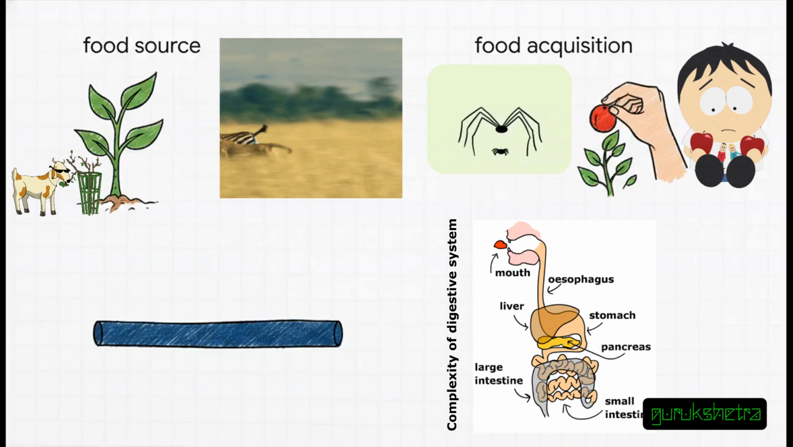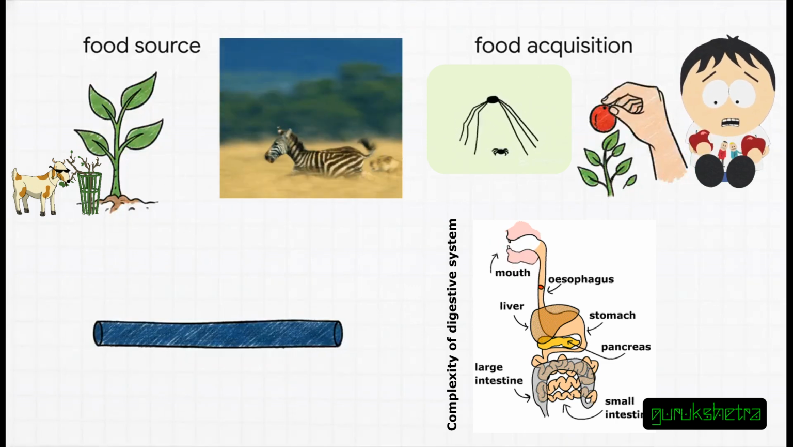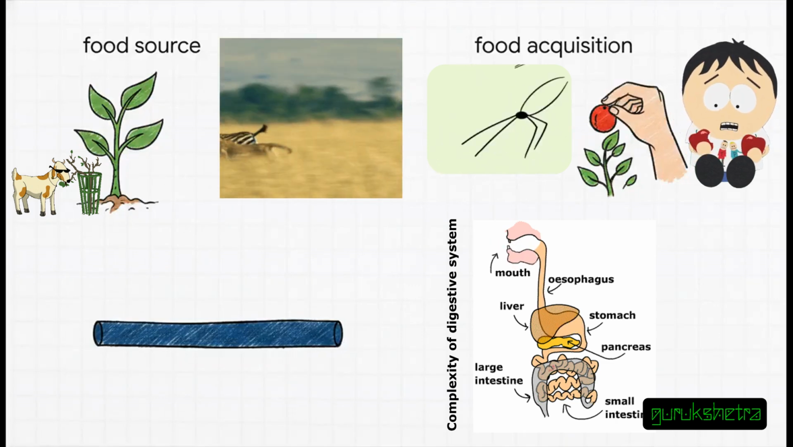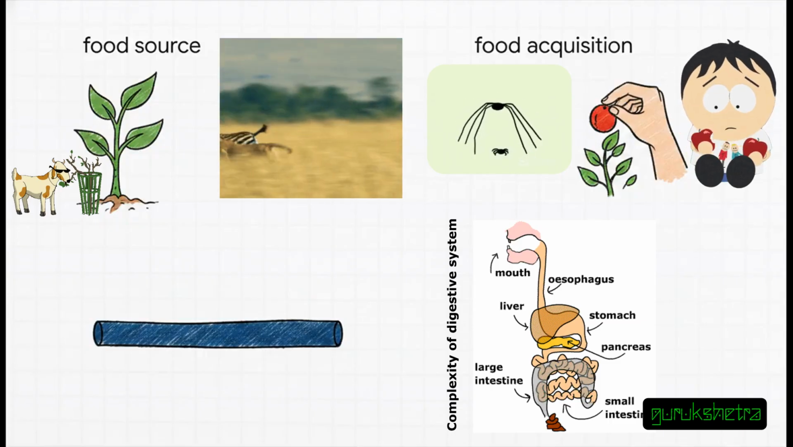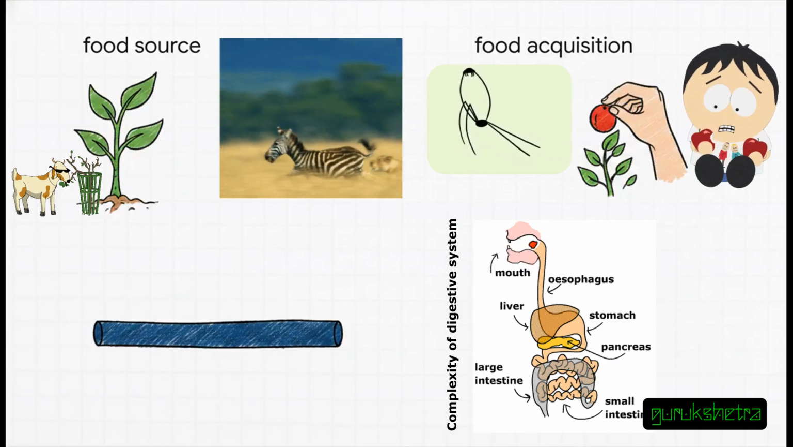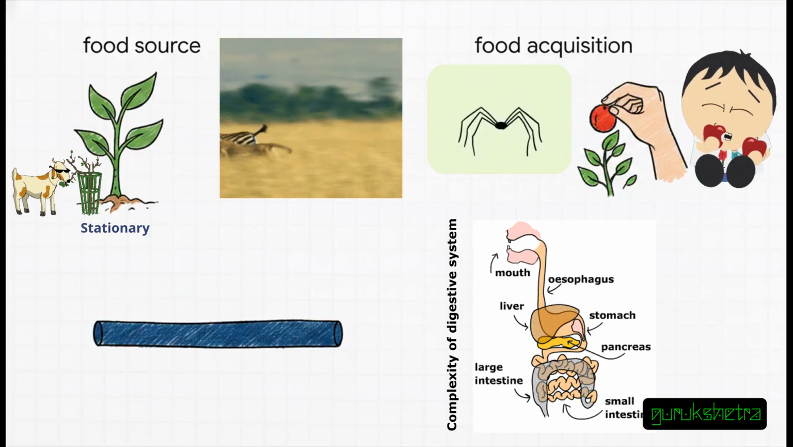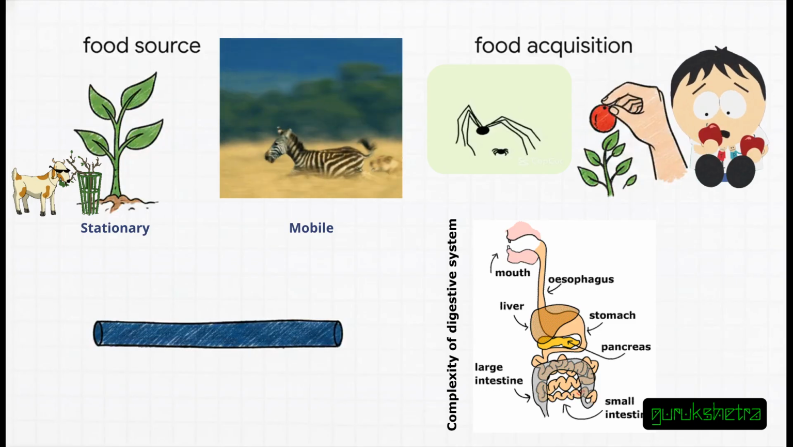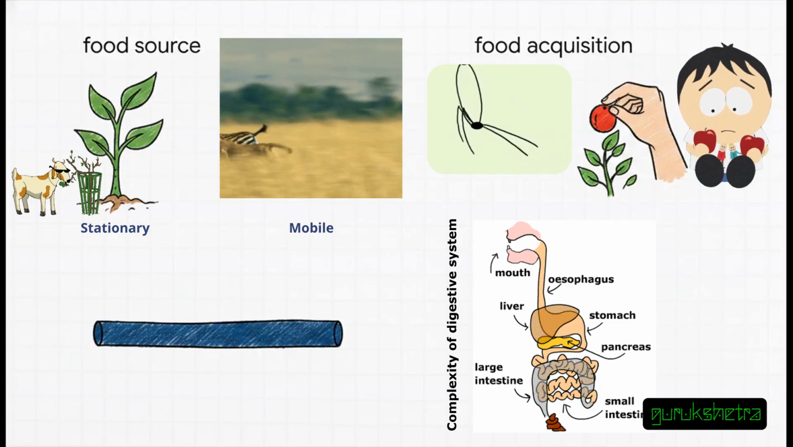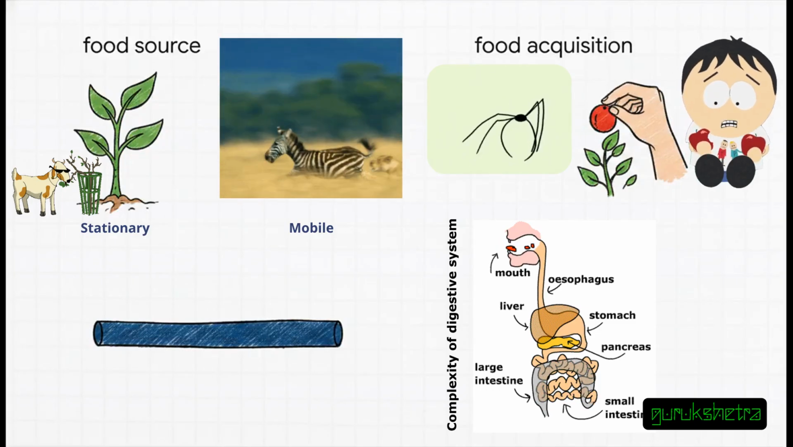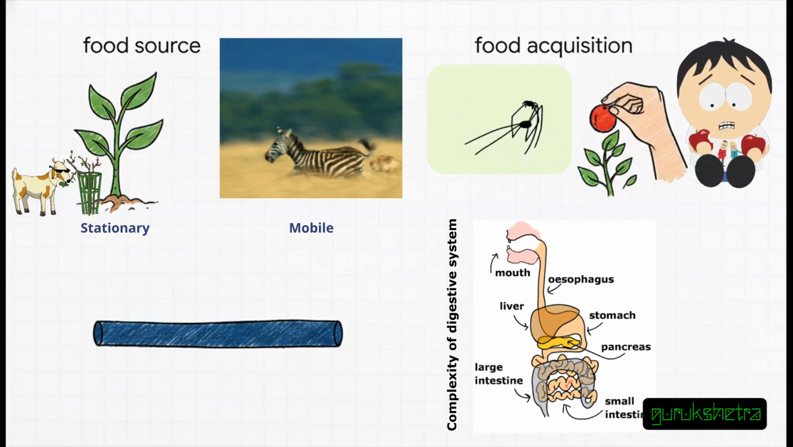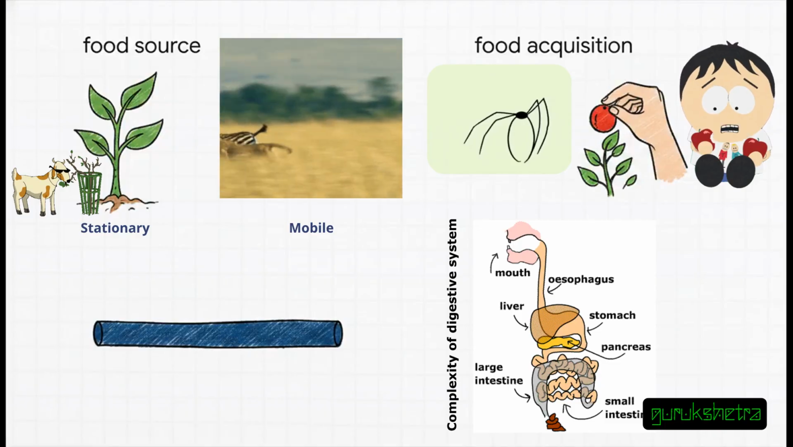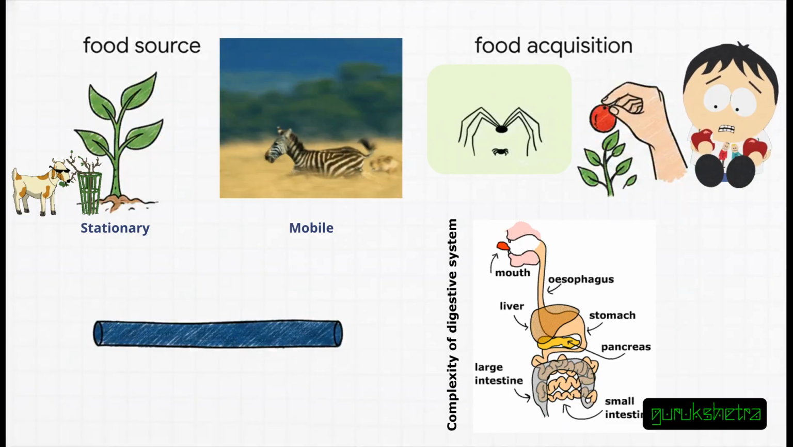Yikes, right? But even within those categories, the specific nutritional strategy an organism uses can vary wildly. It really depends on 3 key things. Number 1, the food source type. Is the food stationary, like a plant, or is it mobile, like a deer? Number 2, the food acquisition method. Basically, how does the organism actually catch or reach its meal? And number 3, the complexity of its digestive system. A highly complex animal is obviously going to process food very differently than a simpler one.